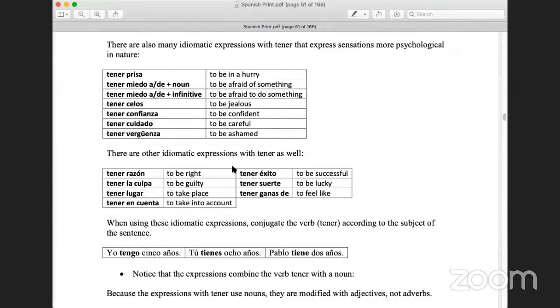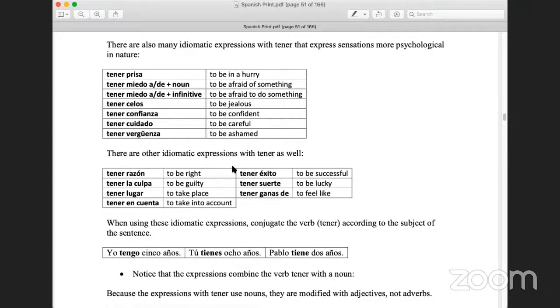All right, so miedo looks like it could be miedo or mieda. If you're a woman, I'm guessing you would say tengo mieda. You're saying to yourself, you're afraid of something.